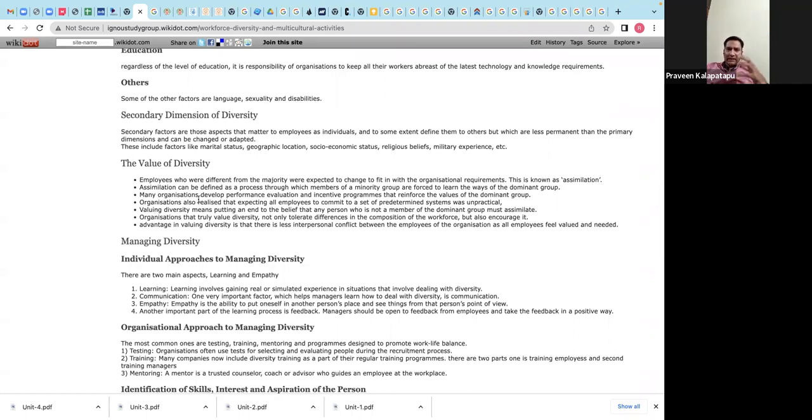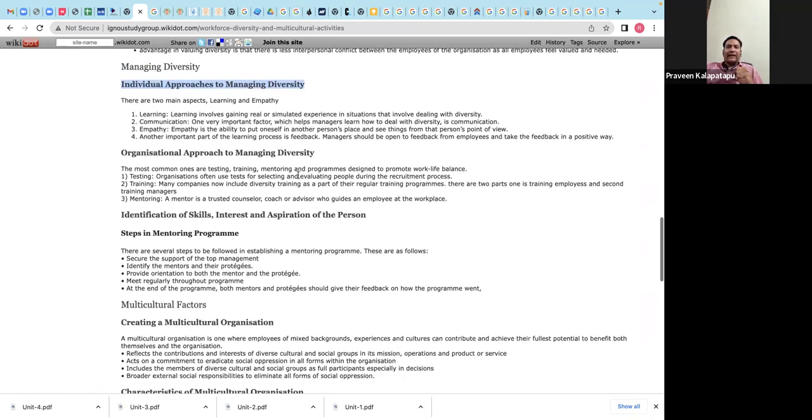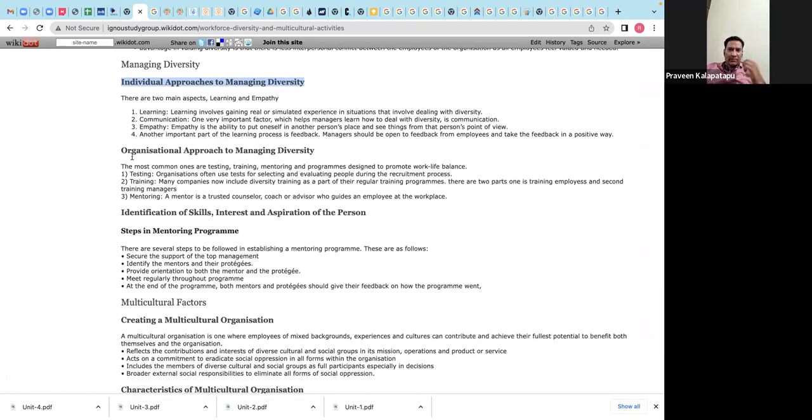So the interpersonal conflicts that might happen would be less in organizations that value diversity. Okay, so now the next section is managing diversity: individual approaches to managing diversity. This is the way individuals approach it, and then it goes into the way organizations approach it. So from the individual's point of view, how exactly is diversity managed?